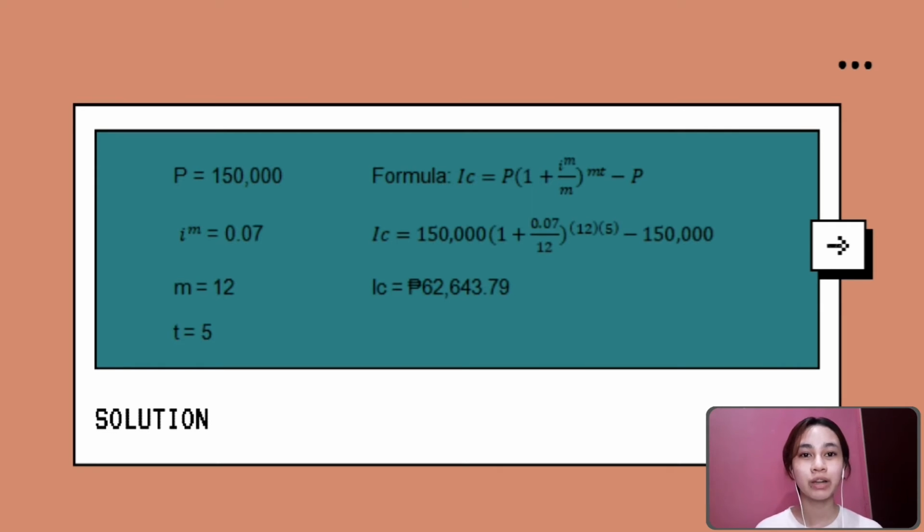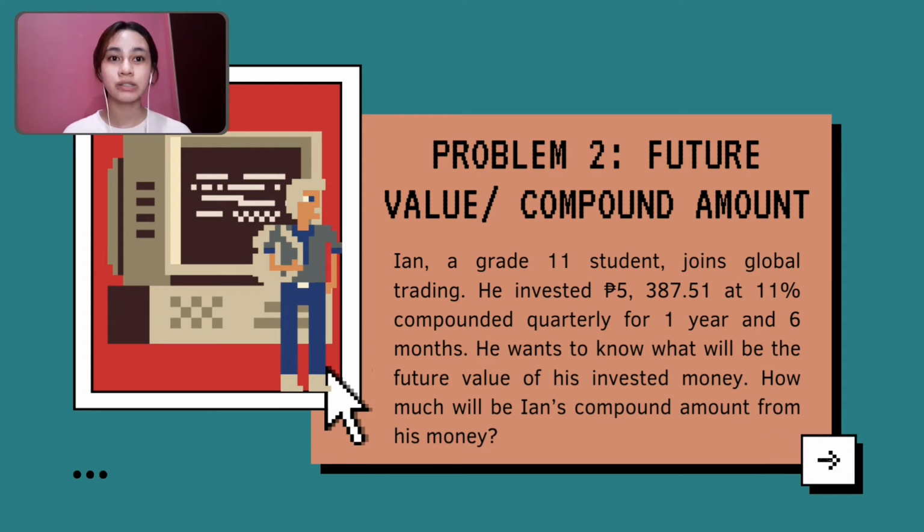Now we have to use the formula for compound interest. Compound interest is equal to P times 1 plus I raised to M over M raised to M times T minus P. Let us substitute the given information to our formula. Compound interest is equal to 150,000 times 1 plus 0.07 over 12 raised to 12 times 5 minus 150,000. Our compound interest is 62,643.79 pesos.